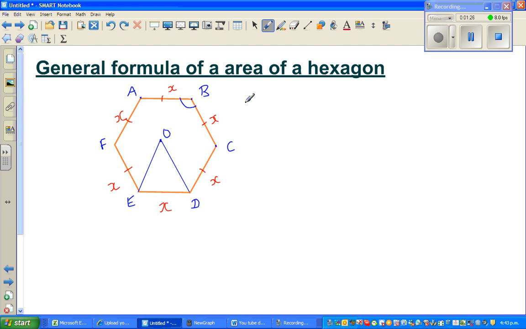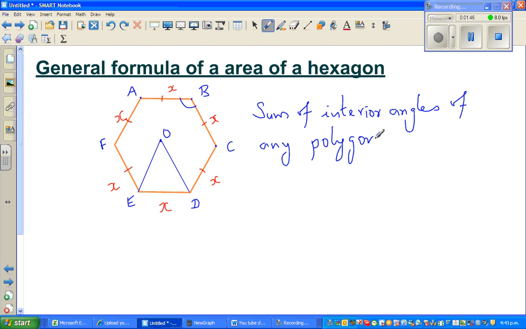So let me write you that formula. Sum of interior angles of any polygon. Polygon stands for a closed figure, and here it's a hexagon. A triangle is a polygon, a rectangle, square, quadrilateral, all are polygons. So the general formula is n minus 2 times 180, where n is the number of sides. This is a neat formula. You can prove this in different ways. I have proved this in one of the videos, so you can refer to that, or in your books you can refer to this formula.